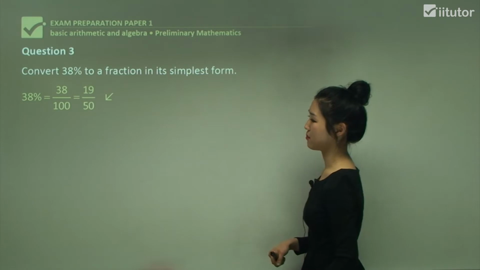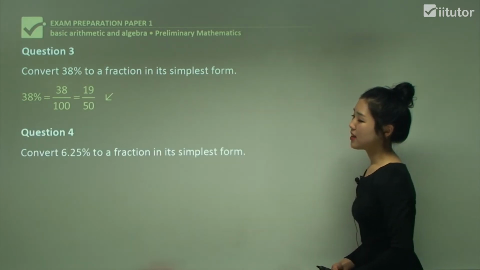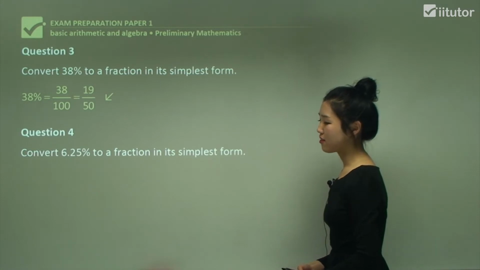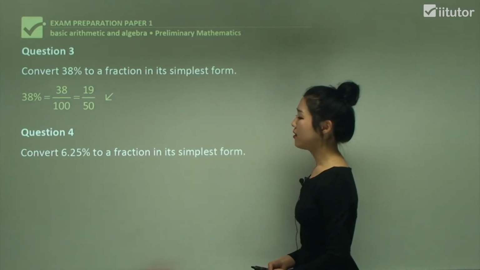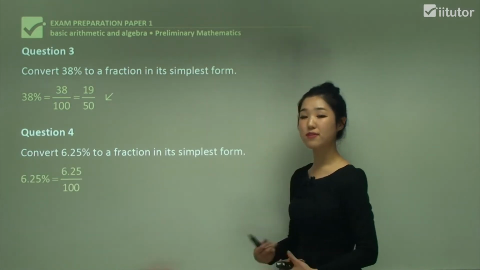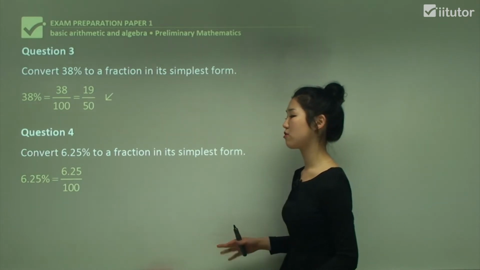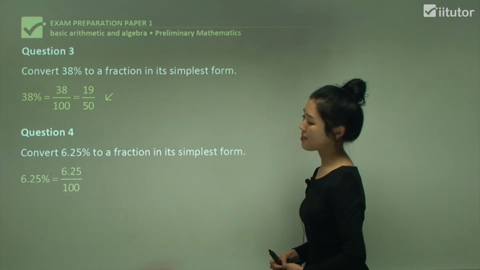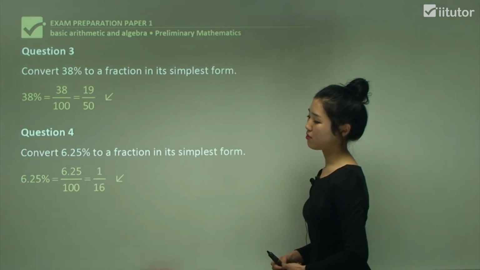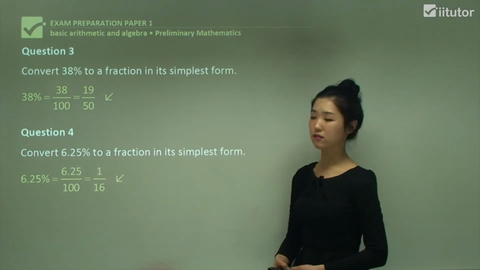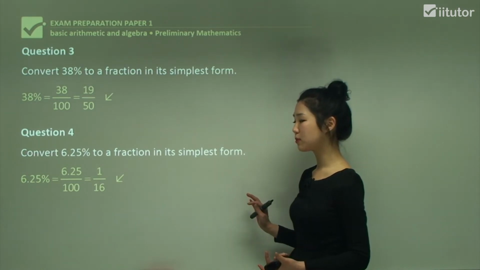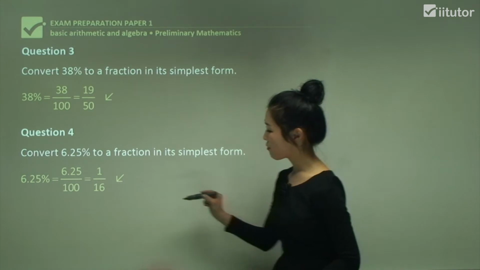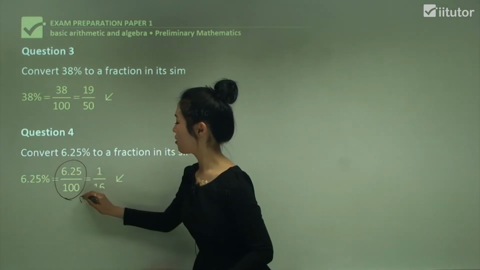Okay, very, very simple. Now question 4, convert 6.25% to a fraction in its simplest form. Well, again, 6.25% as a fraction is 6.25 over 100, isn't it? So make sure you change it like this first. And then I'm going to show you that it simplifies to 1 on 16. Well, this is pretty simple, I guess. But if you like to do it by hand, step by step, from this step, you can.